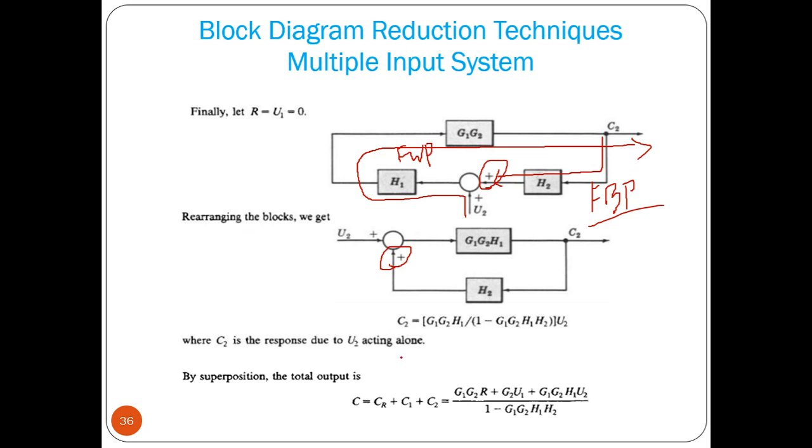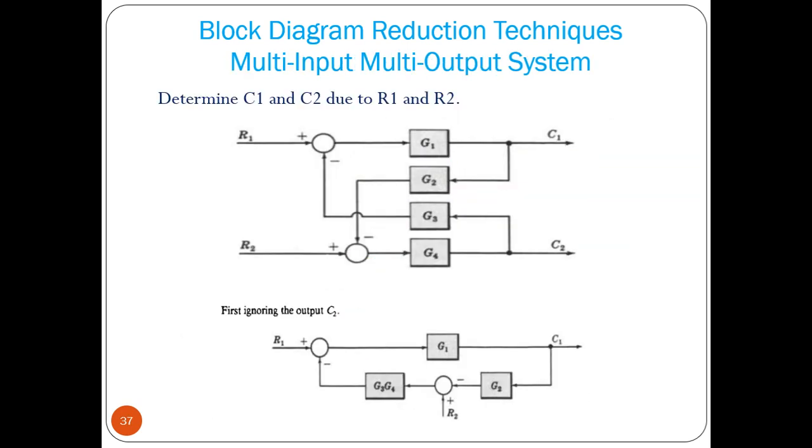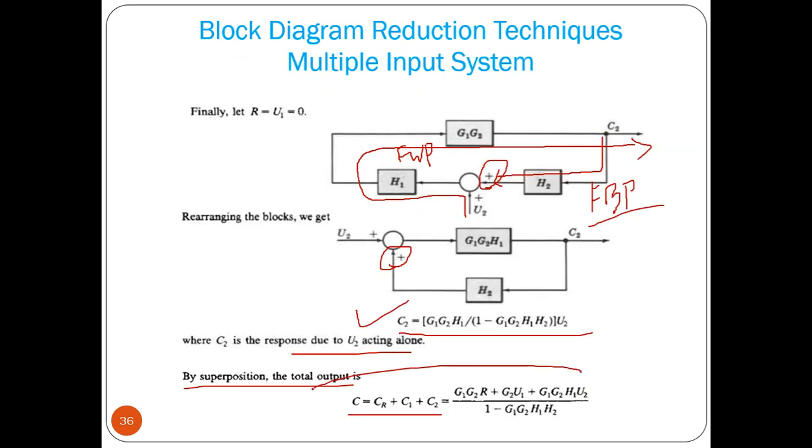So we can find out C2 due to U2 input alone. What we have? G1, G2, H1 divided by 1 minus G1, G2, H1 into H2. So we can find out by superposition what is the output. CR plus C1 plus CU, C2. So we can add all these three input output values, and we can find out the overall output of the system.